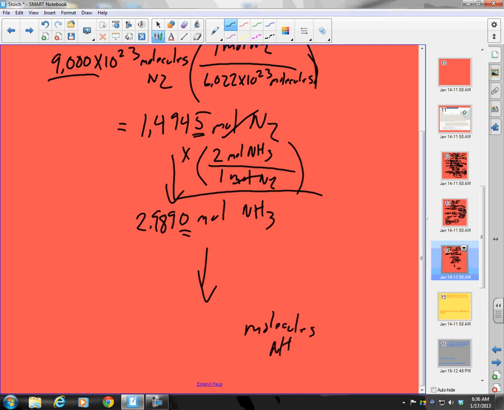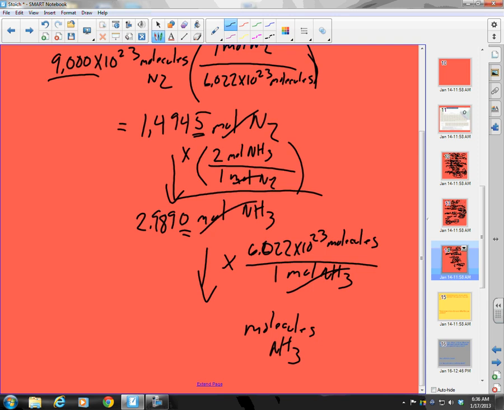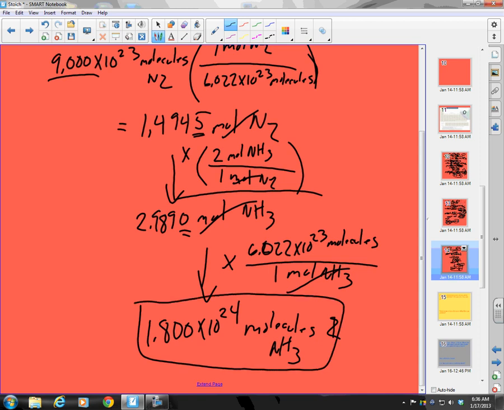How do I go from moles of ammonia to molecules of ammonia? I'm going to multiply by 6.022 times 10 to the 23rd molecules of ammonia per 1 mole of ammonia. Cancel my moles of ammonia times 6.022 times 10 to the 23rd, and my answer is 1.800 times 10 to the 24th molecules of ammonia.